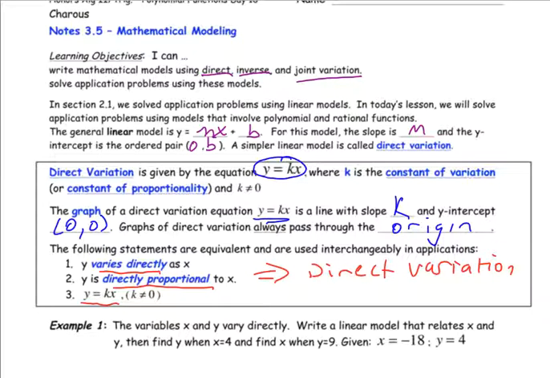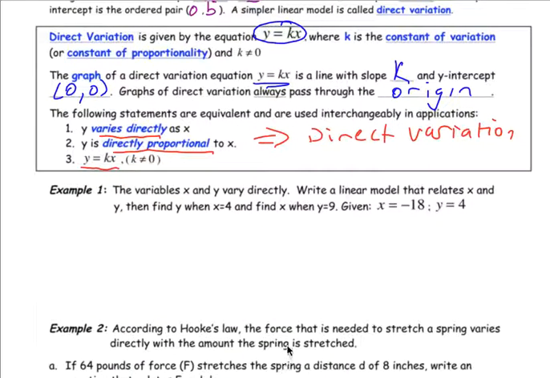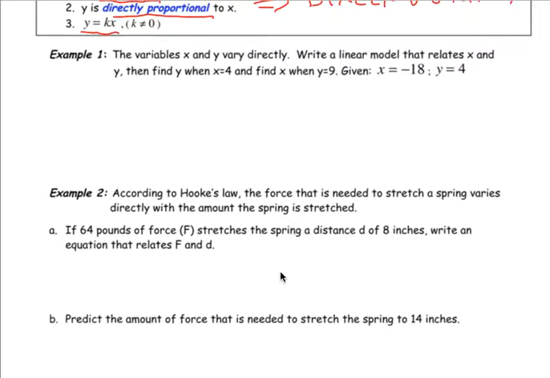So the first problem is very typical. We're going to be given a statement that tells us that we do in fact have direct variation. The statement is, the variables x and y vary directly. As soon as we see that, we can go ahead and write down that the model we're using is that of direct variation, which is y equals kx. Then we'll be given some other information, and let's see what we're given here.